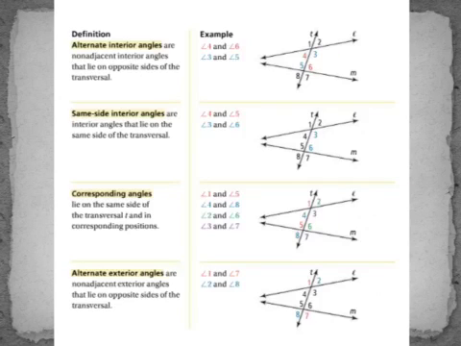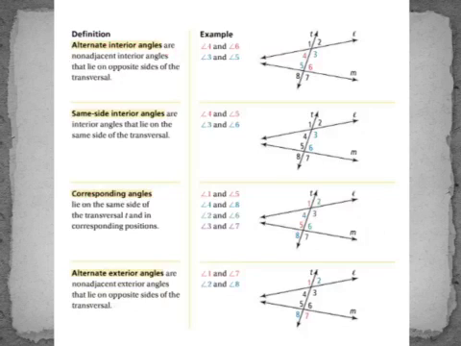Now, we've already talked about the different types of angles. We can only say that alternate interior, corresponding, and alternate exterior are congruent to each other when the lines given are parallel. So here we're just naming the different types of angles. So copy down the charts and the corresponding pictures and examples for both definition, example, and the picture for all four of these.